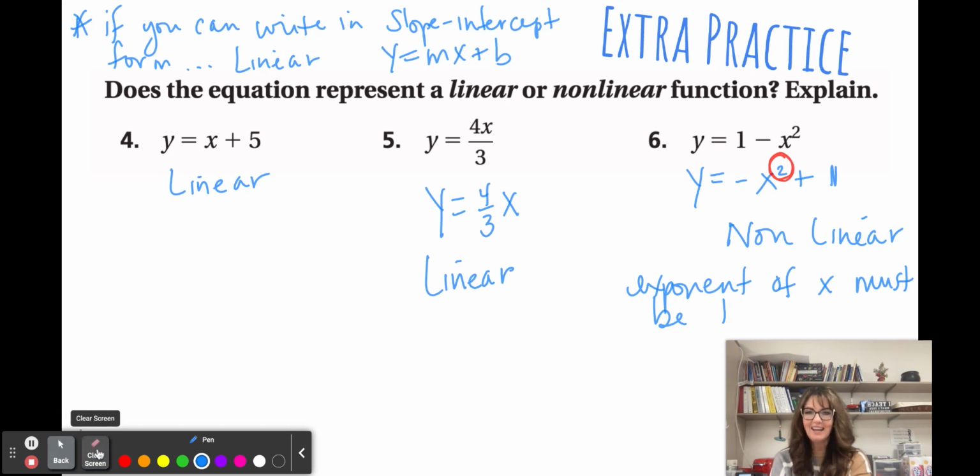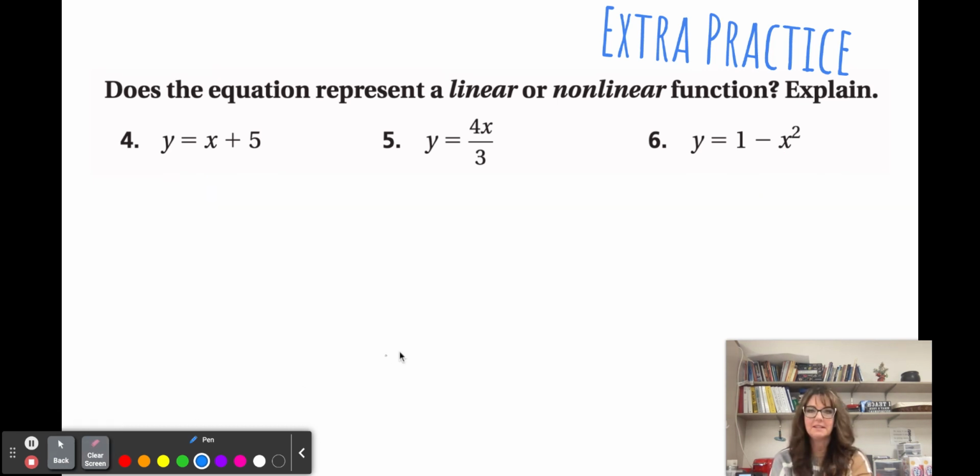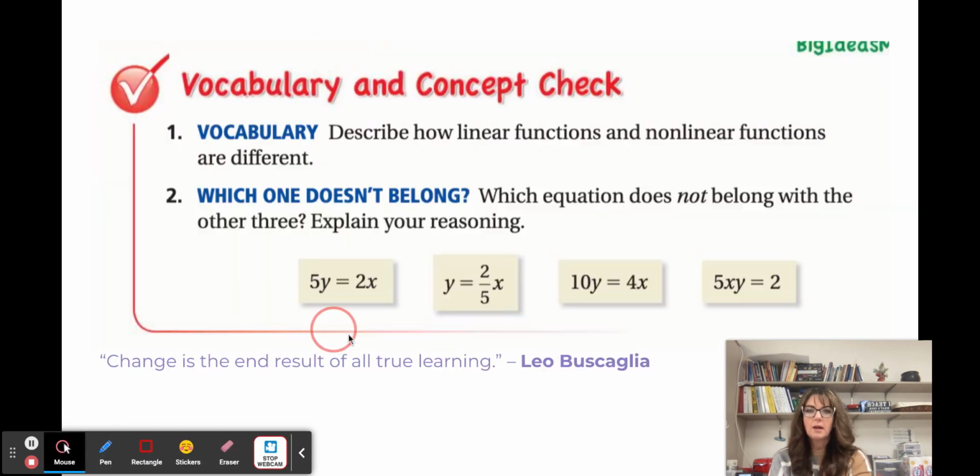Getting ready to clear, and we are almost done. In fact, that is it. So we are at the vocabulary and concept check. Go ahead and give your best answer and pick the one that you want to describe in the description.